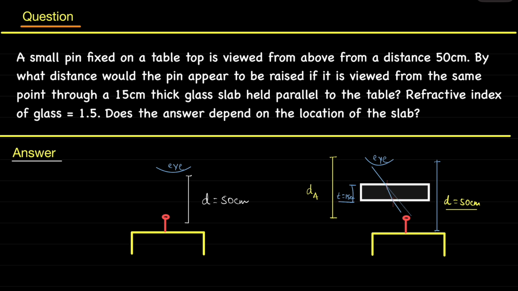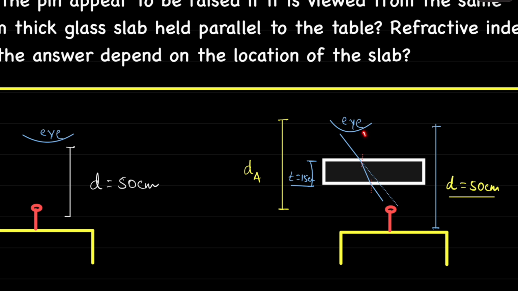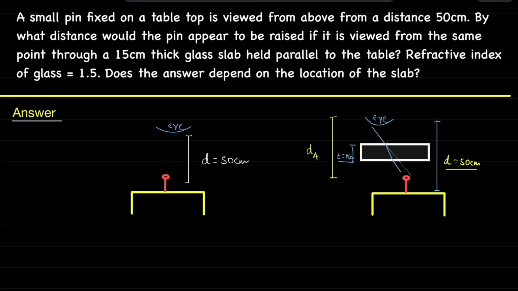It means that initially it was 50 centimeter. But when we place a glass slab, then refraction takes place. And here, this is our eye. So if we trace this path, it will get refracted, and the same iron nail will appear here. So we have to find how much distance it will shift. So in the question, we need to find the apparent depth.